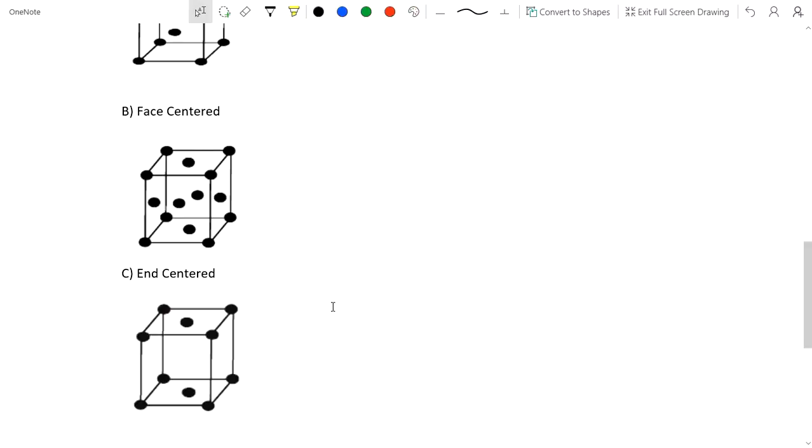And the last one is called end centered, wherein apart from 8 corners of the cube, 2 atoms are present at opposing faces, but only one pair of the opposing faces, not all of them.